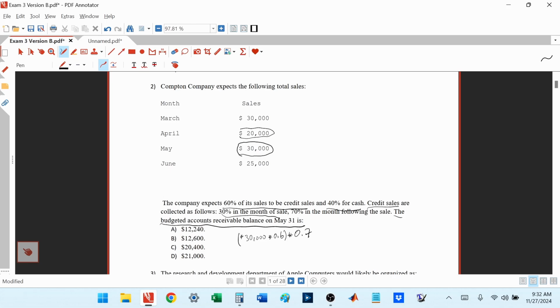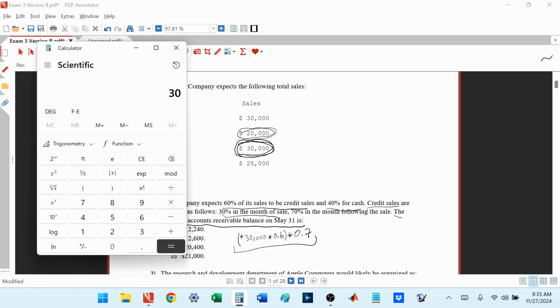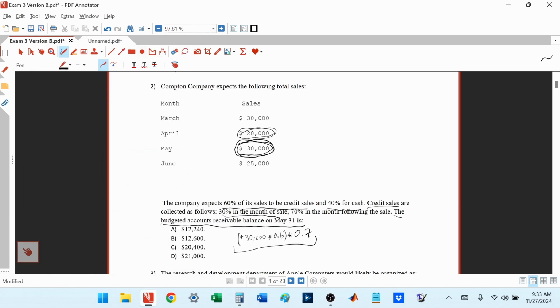Now in April, this is our total sales. 60% of this is credit sales. And of that 60%, how much would be collected? In April, 30%, and in May, 70%. So by the end of May, all of this from April will have already been collected and will not be part of accounts receivable. So the only thing that's a part of accounts receivable as of the end of May is related to this number. So get the credit sales, and then of those credit sales, figure out how much of that will not be collected as of the end of May, 12,600. So that'll be our account receivable balance at the end of May.